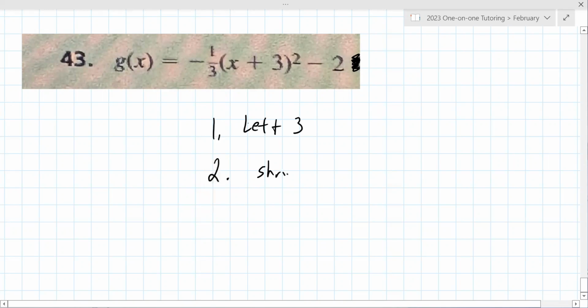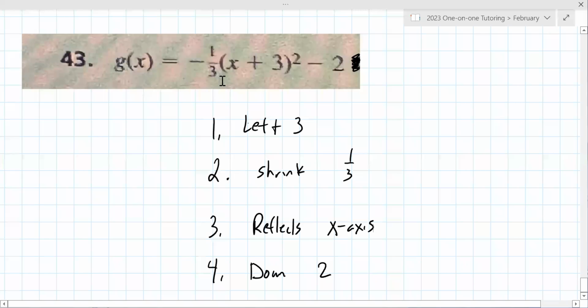Then it moves down 2. And it opens downward, it reflects over the x-axis. Yes. So the reason the down 2 comes last is that if you were to evaluate this, you would first add 3, then square, then multiply by the 1/3, then negate, then subtract 2. So this order is basically how you would evaluate.